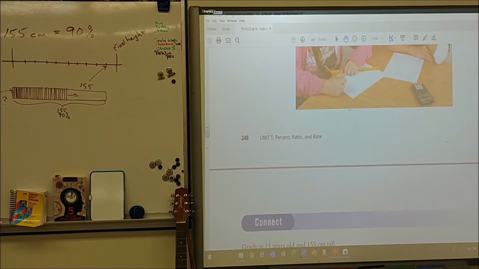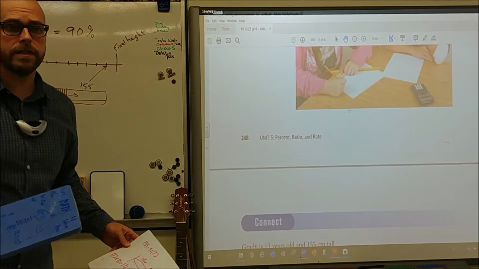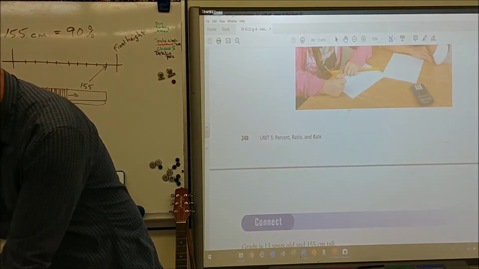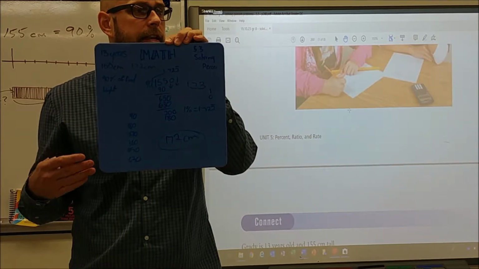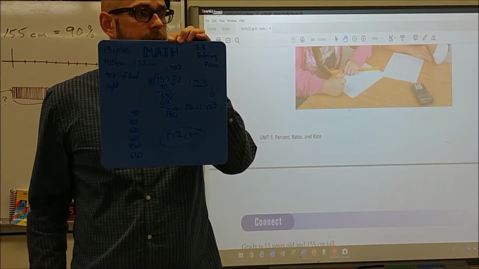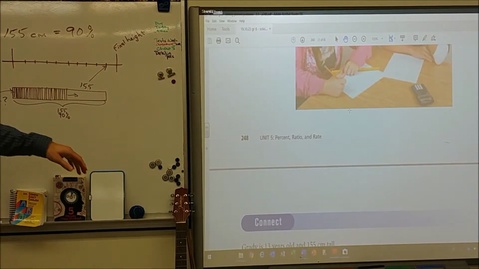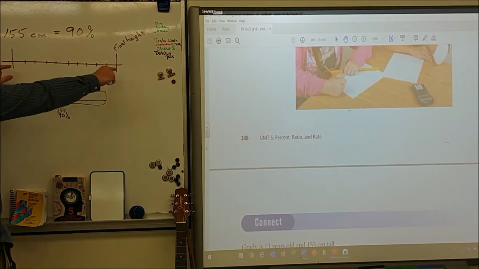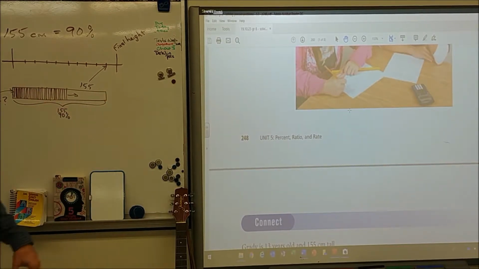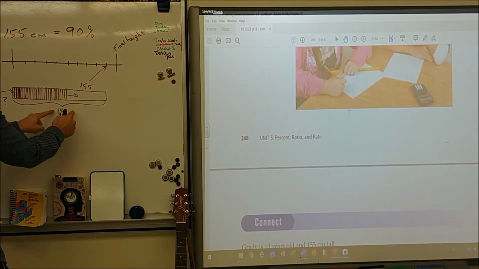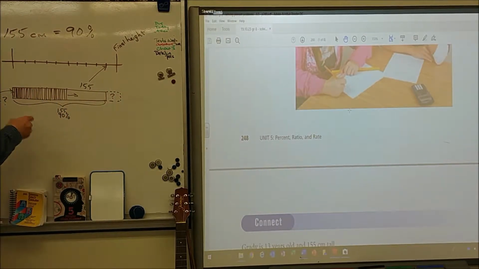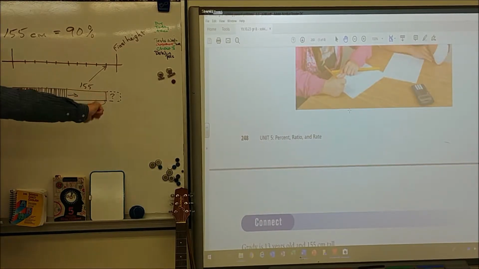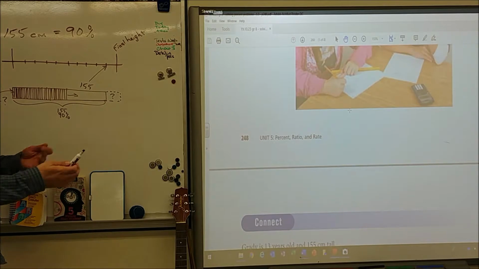All right, ladies and gentlemen, on my board here, first I'm going to show you what we had. One student took the 155 and divided it by 90. I started drawing that here on my number line, but I'm a block model guy. If this is 90%, and that equals 155, I just have to figure out that final bit. If I cut that into 90 pieces, I find out what 1% is, and I can find the whole percent.